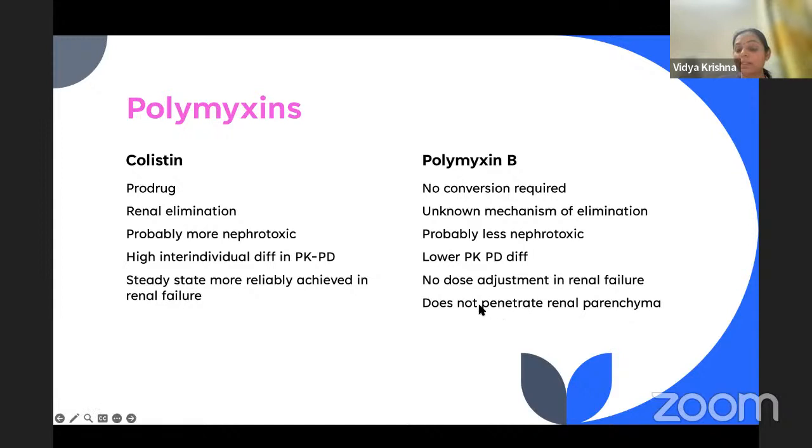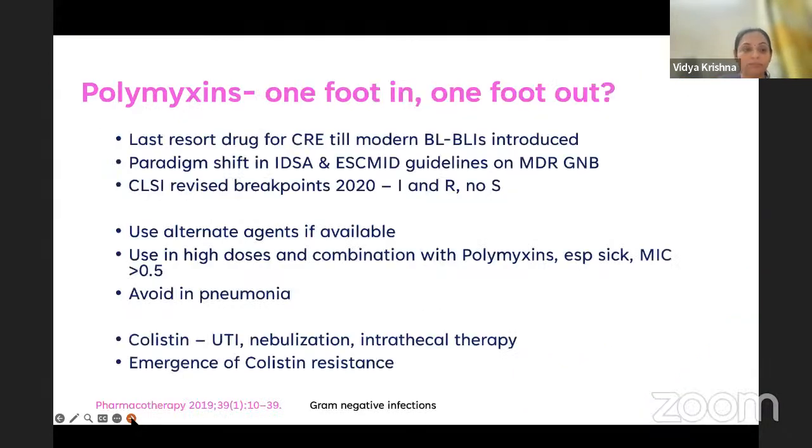But polymyxin B does not penetrate renal parenchyma. That is something that we have to remember. So if you're thinking of a UTI, a bad MDR gram-negative pyelonephritis, you should not be using polymyxin B. You should rather be using colistin.